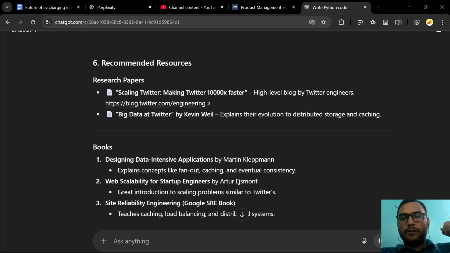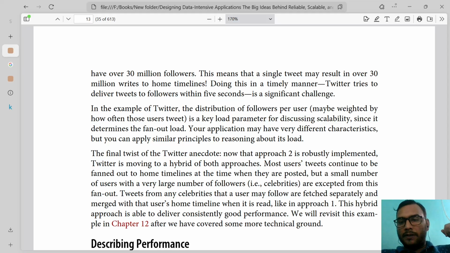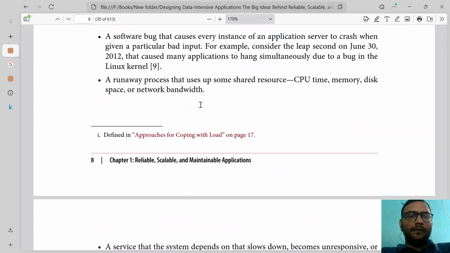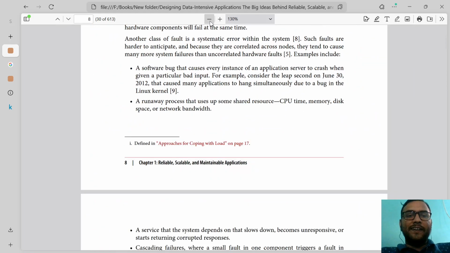So this is a very good book, I think, and I have started reading it. And as I read more and understand, then I will be sharing. This book starts with a section on designing the non-functional requirements that we have, like scalability, maintainability and reliability, explaining all these concepts.